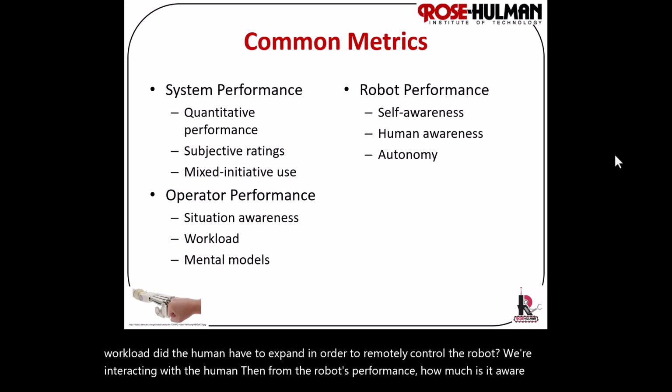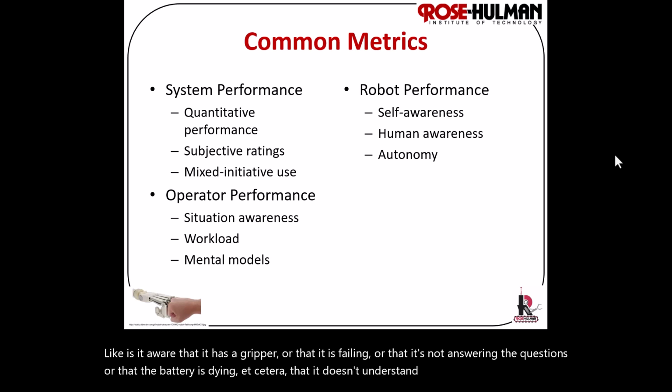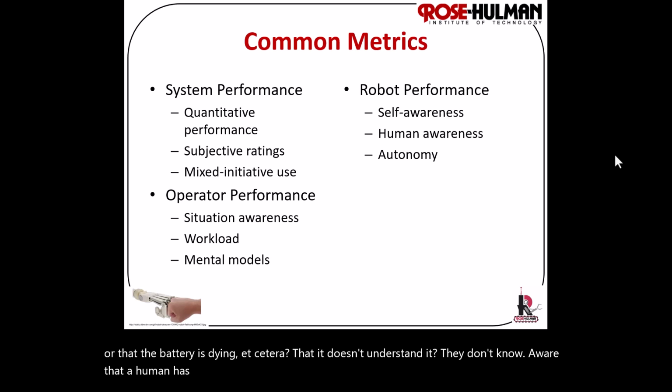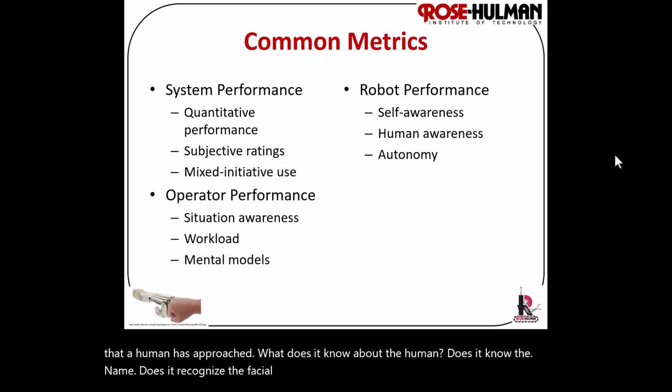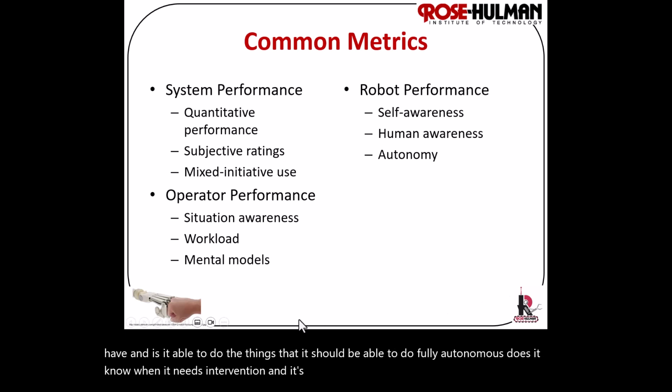Then from the robot's performance, how much is it aware of? Like, is it aware that it has a gripper, or that it is failing, or that it's not answering the questions, or that the battery is dying, etc., that it doesn't understand? Is it aware that a human has approached? What does it know about the human? Does it know the human's name? Does it recognize the facial characteristics? And how much autonomy does the robot have? And is it able to do the things that it should be able to do fully autonomously? Does it know when it needs intervention and it's not able to do them?